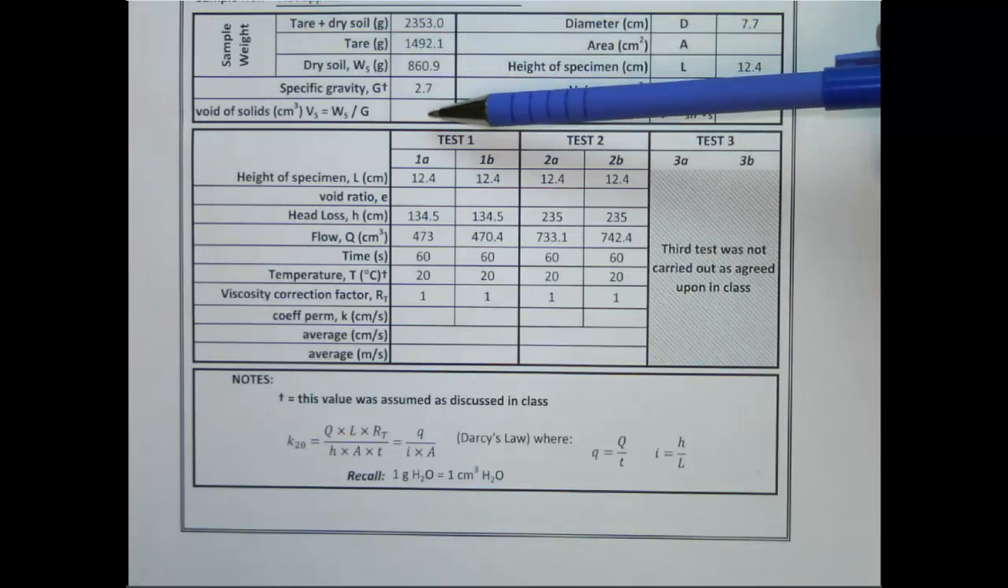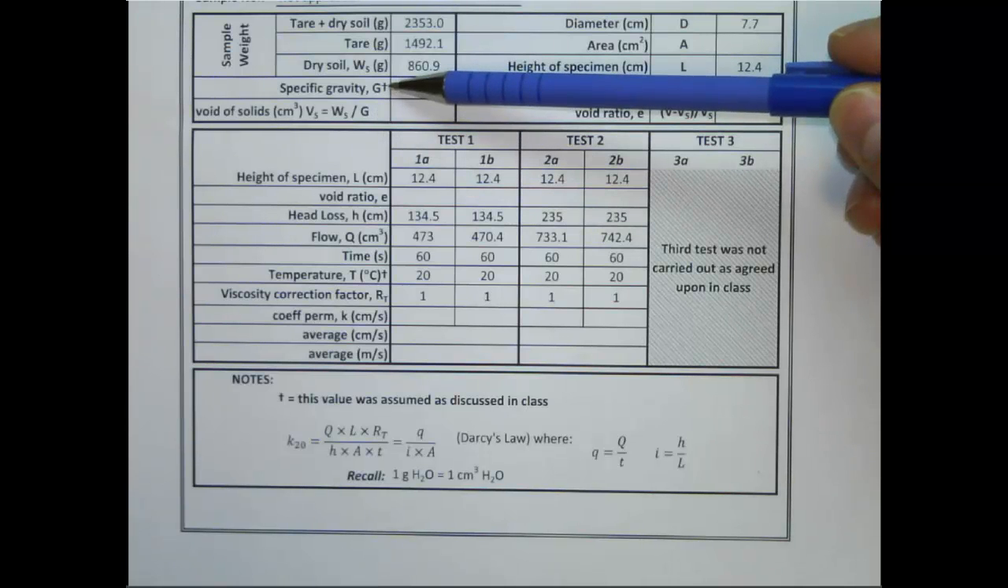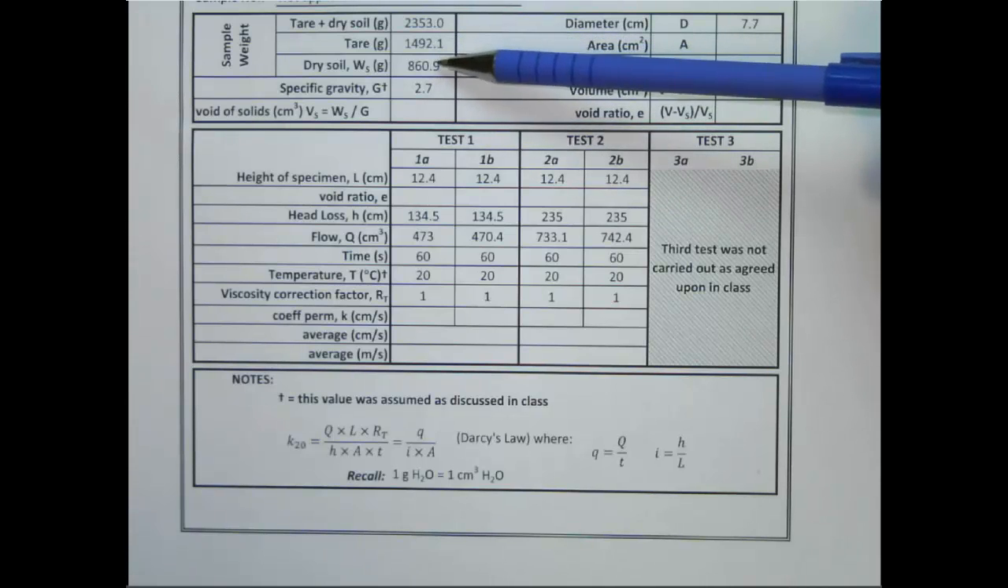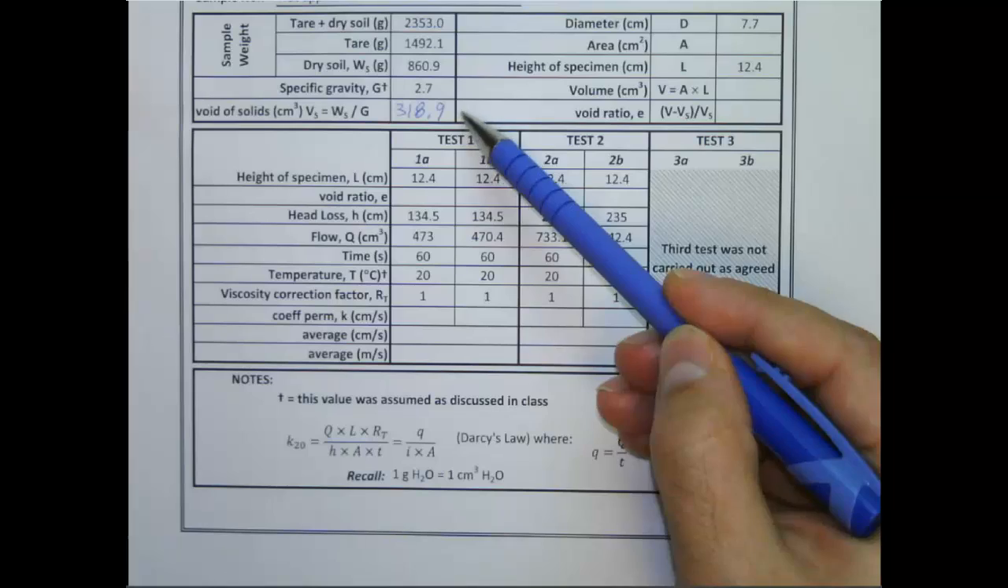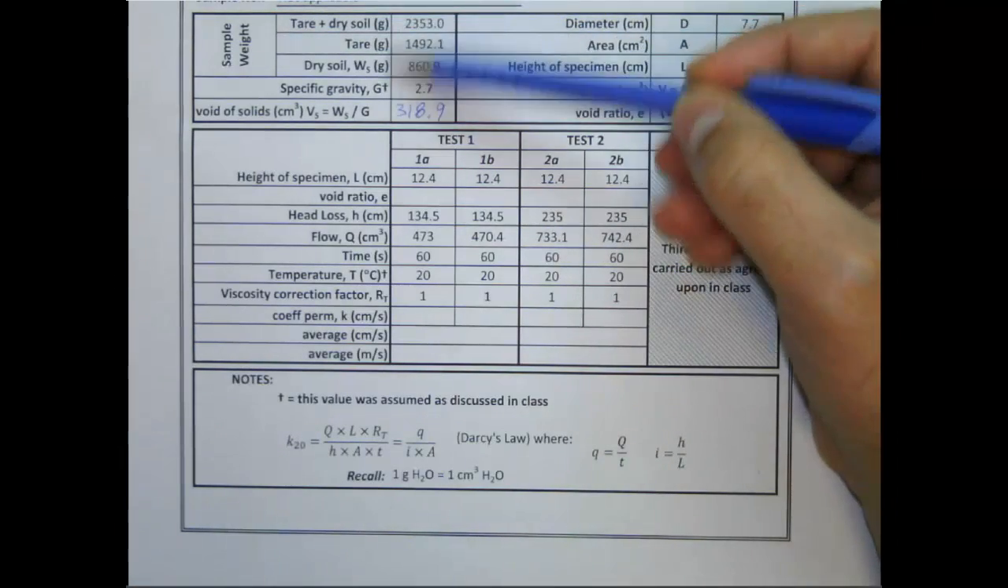The next thing we have to do is calculate the volume of solids, Vs. It's shown here. It is the dry soil weight in grams divided by the specific gravity. And you notice how the specific gravity was an assumed value. So we'll do this ratio. This number divided by that number gives us this. Now notice how I did not put the units after this number, nor did I put the units after any of these numbers. That's because they're provided for you.